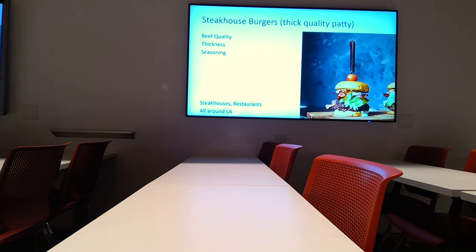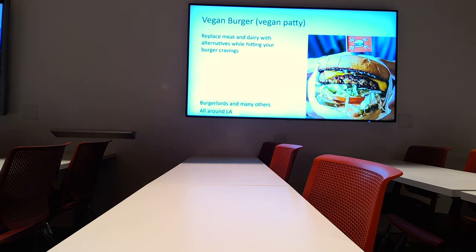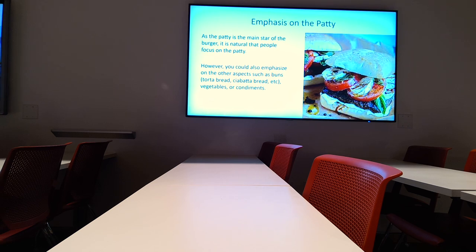Steakhouse burger, typically thicker, and typically using meat of higher quality. So this is another way you can emphasize the star of the show. Or for the vegetarians and vegans in class, vegan burger, right? You don't necessarily need to do meat, you can do vegetables, and that serves a different need. And you don't necessarily have to emphasize the patty, you can emphasize the other ingredients. So in this case, a Chipotle burger, you're changing the buns, right? And that will create a different texture, a different feel. You can also do the same with vegetables or condiments, etc.